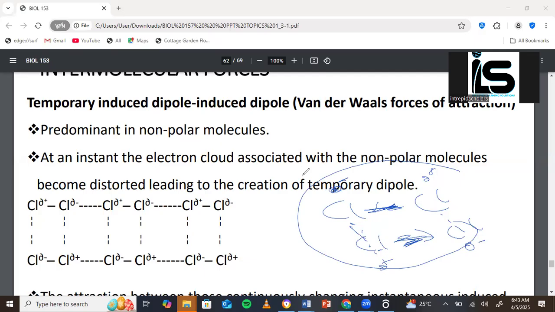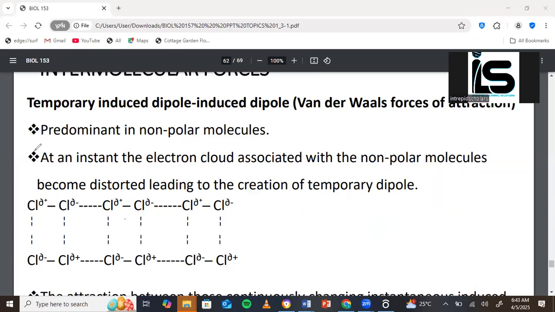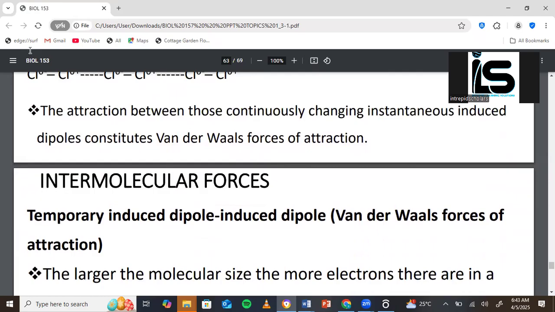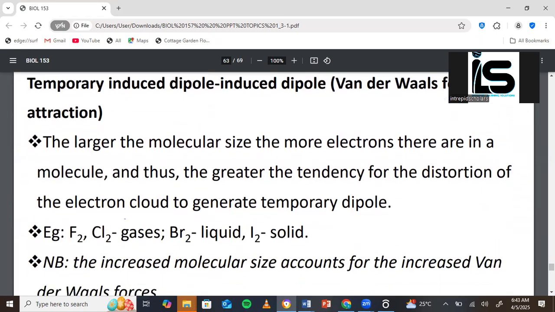So the instantaneous movement of the electron cloud leads to this type of bond. So the attraction between these continuously changing instantaneous dipoles constitutes the van der Waals attraction.